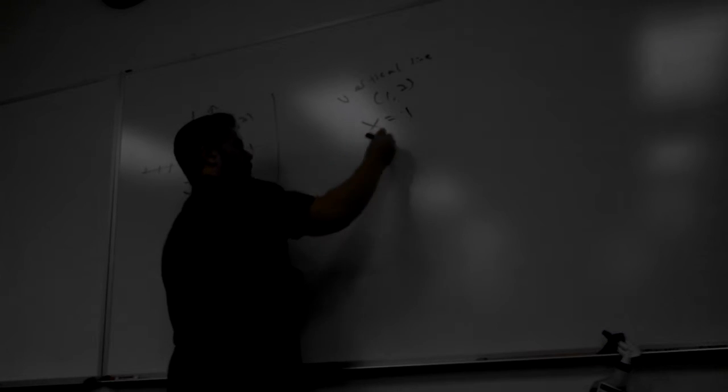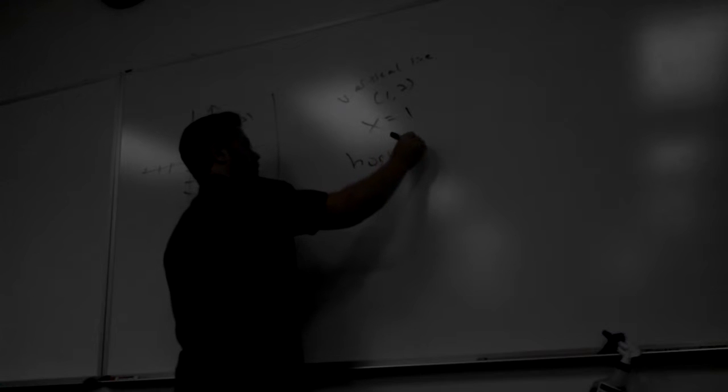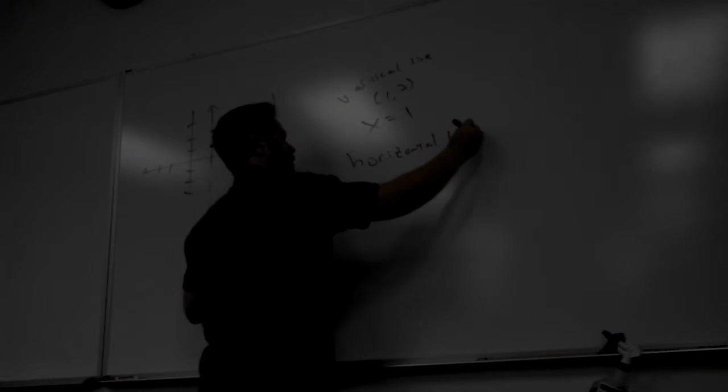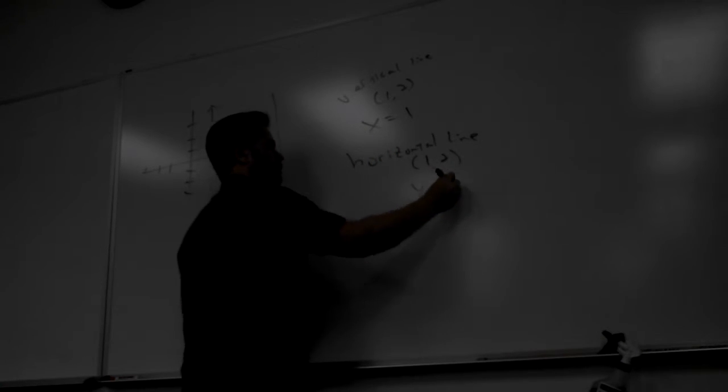Vertical line, what's got to stay the same? X. What is X in that point? 1. So X has to always be 1. Now what if it's a horizontal line? 2. Through 1, 2, it's got to be Y is 2.